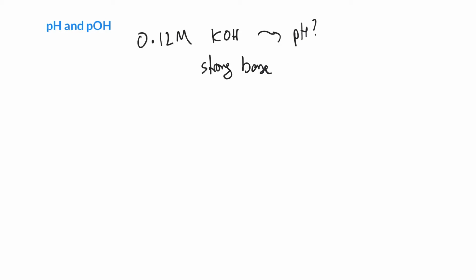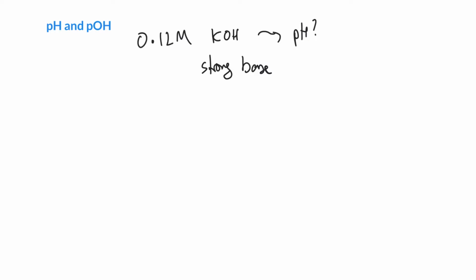Now maybe we're interested in calculating the pH of a basic solution. So maybe we've got some, I don't know, some 0.12 molar potassium hydroxide, and we want to find the pH. And potassium hydroxide is a strong base, and most hydroxides are pretty strong, at least most soluble ones that normally contain these group 1 cations such as lithium, sodium, potassium. And how do we find the pH of it?